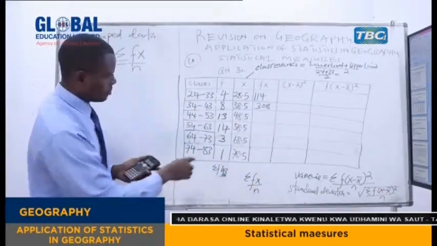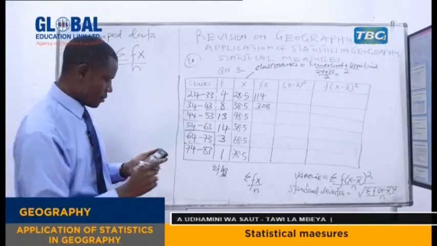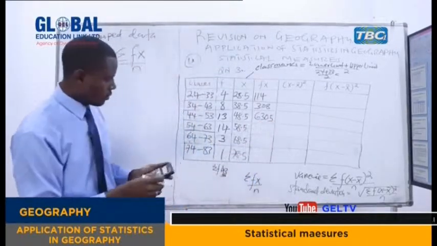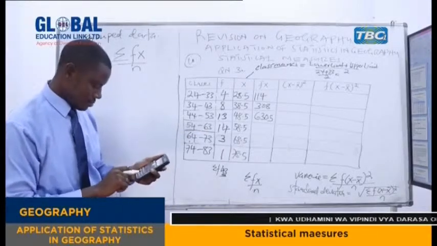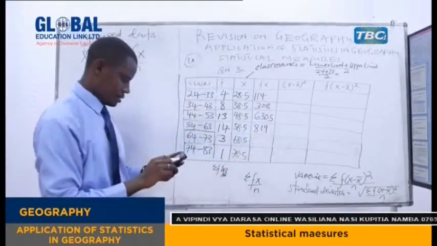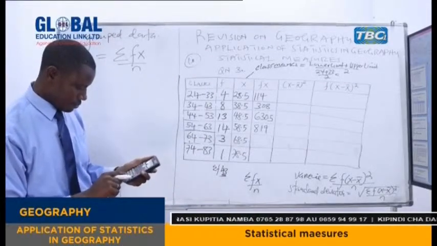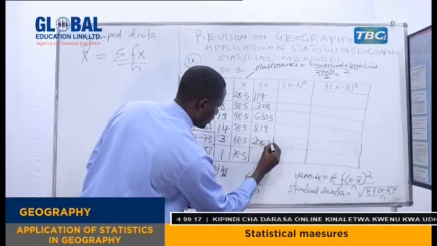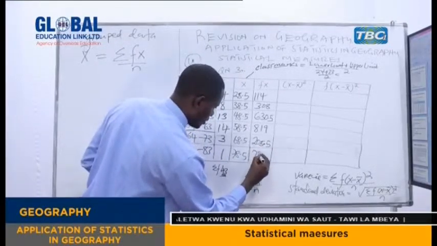Then you go for the next one, that is 13 times 48.5, then you come up with 630.5. Then 14 times 58.5, then you come up with 819. Then 3 times 68.5, then you come up with 205.5. And the last one, 1 times this one, we get 78.5.